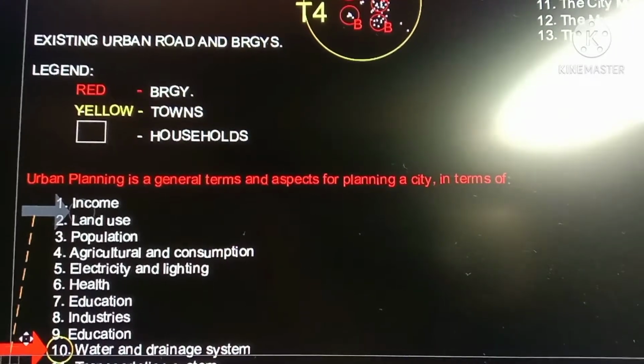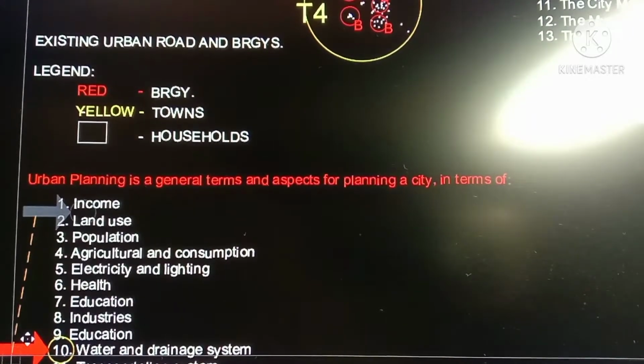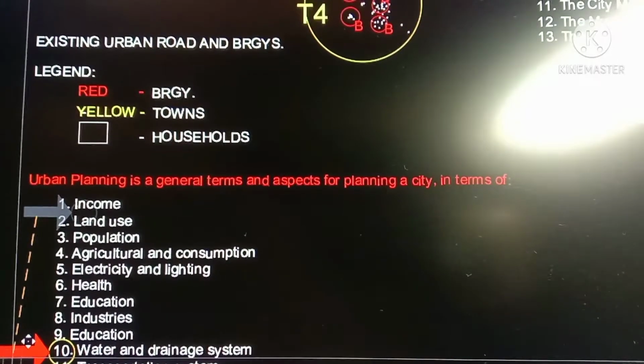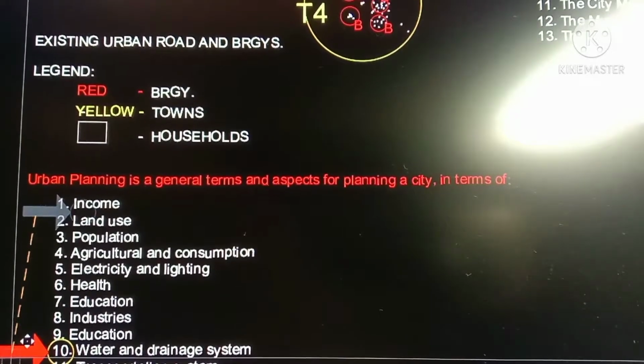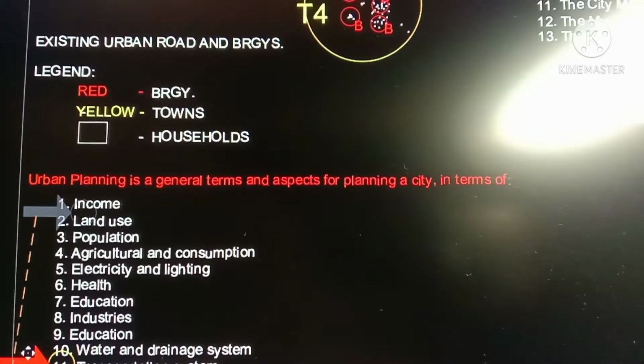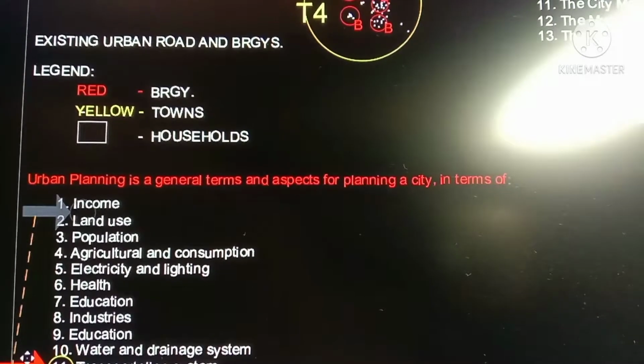Other parts of our body need it. So, as I said, 75% of our body is water. And aside from water and the drainage system, another one is transportation. So, a city must have a proper transportation system.